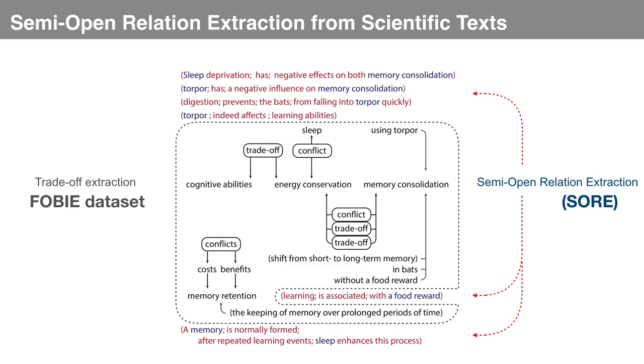We explore this new task in the biology domain and show that semi-open relation extraction can automatically discard a significant amount of OpenIE extractions and that the remaining extractions are generally more informative to a reader.